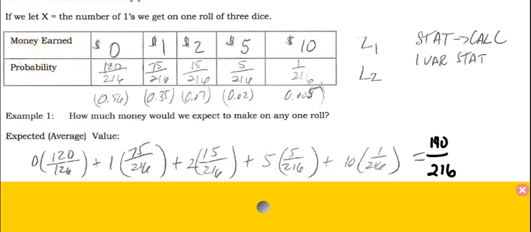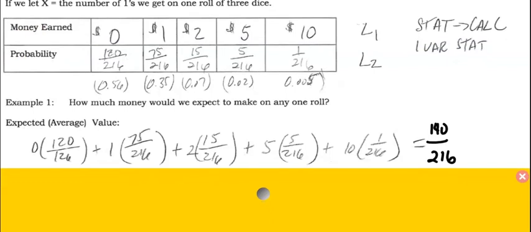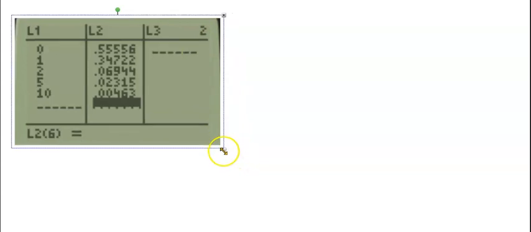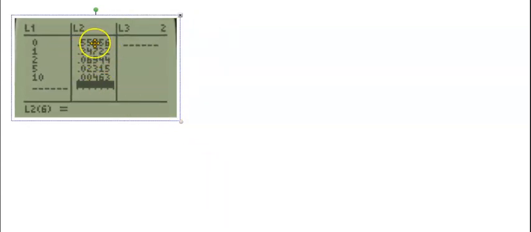Now let's compare that to when we use the calculator to find such expected value. In your calculators, press Stat, Edit, and put the money earned values into L1 and the probability into L2. I will give you a moment to do that. Pause the video and take care of that. Once you have everything entered, this is what your calculator should look like. It's going to convert everything into decimals.